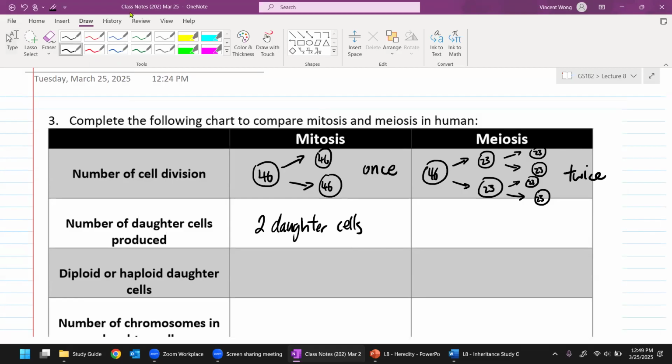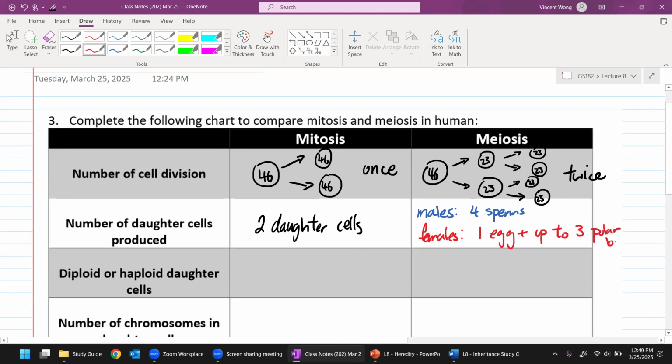So it's not as simple as that, it turns out. For males, it's 4 sperm. For females, it is 1 egg plus up to 3 polar bodies. I'll tell you what they are later, okay? Just copy it down first.